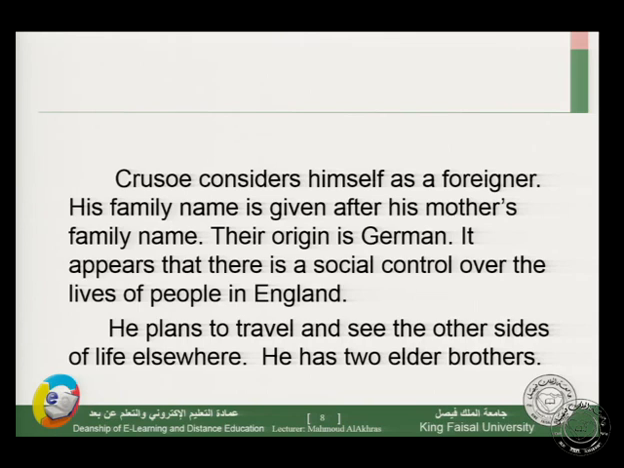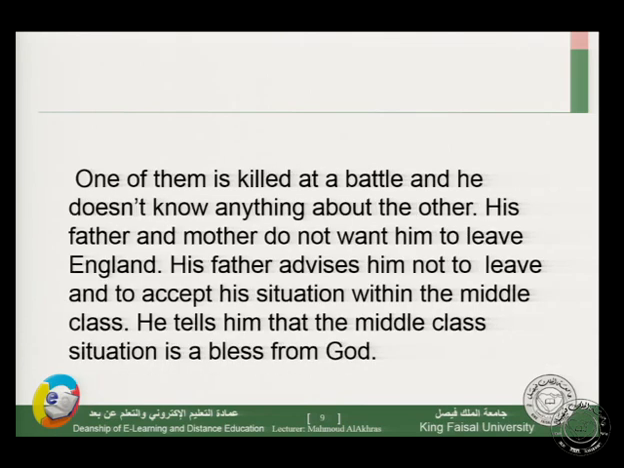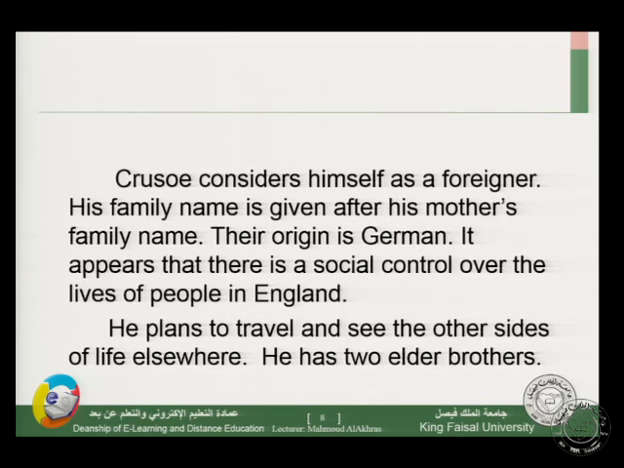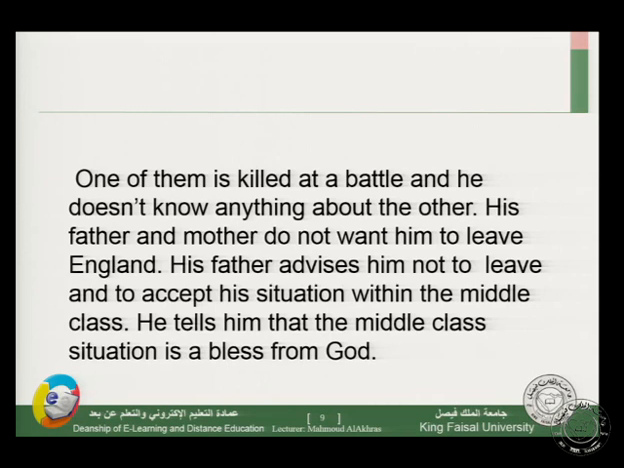He has two elder brothers. One of them is killed at a battle and he doesn't know anything about the other. So again, his family. He plans to travel and see other sides of life elsewhere. He has two elder brothers. So he is the youngest. One of them is killed at a battle and he doesn't know anything about the other.